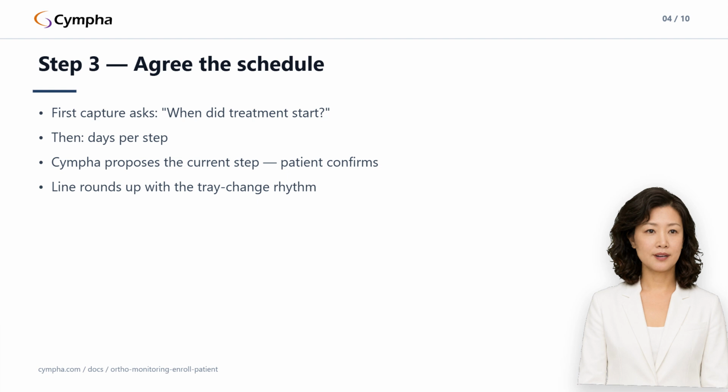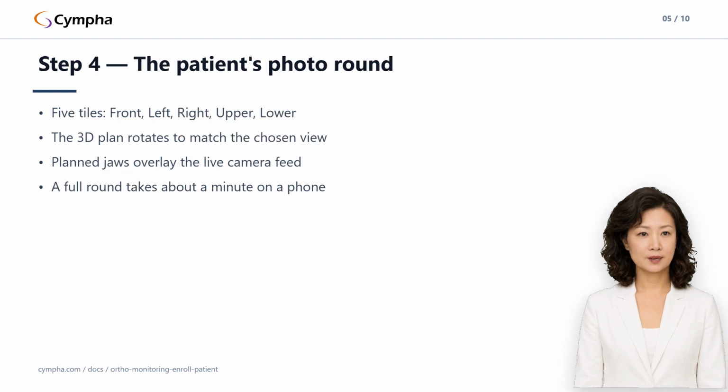The 3D plan rotates to the matching view, and the camera opens with the plan jaws drawn semi-transparently behind the live feed. The patient's job is beautifully intuitive. Line up your real mouth with the plan mouth, then snap. Repeat for each orientation. A complete round takes about a minute on a phone.